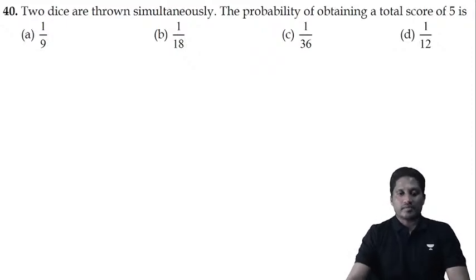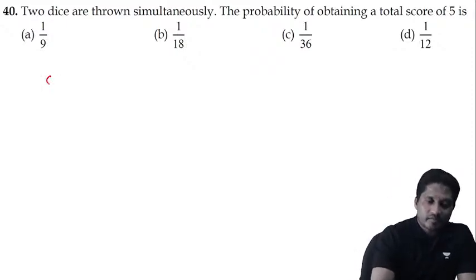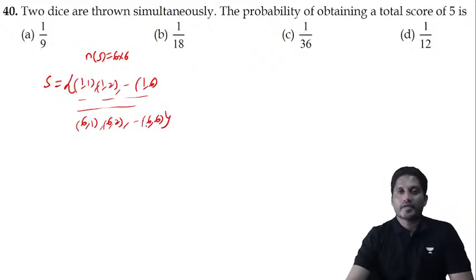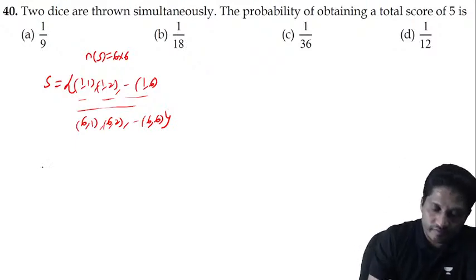Two dice are thrown simultaneously. Sample space will be equal to 1, 1. N of S is equal to 6 into 6, right? 1, 1, 1, 2, and so on up to 1, 6. Okay, and so on, this will continue. 6, 1, 6, 2, and so on up to 6, 6. This is the total sample space. I should get the probability of obtaining a total score of 5. So the probability that the sum should be equal to 5.